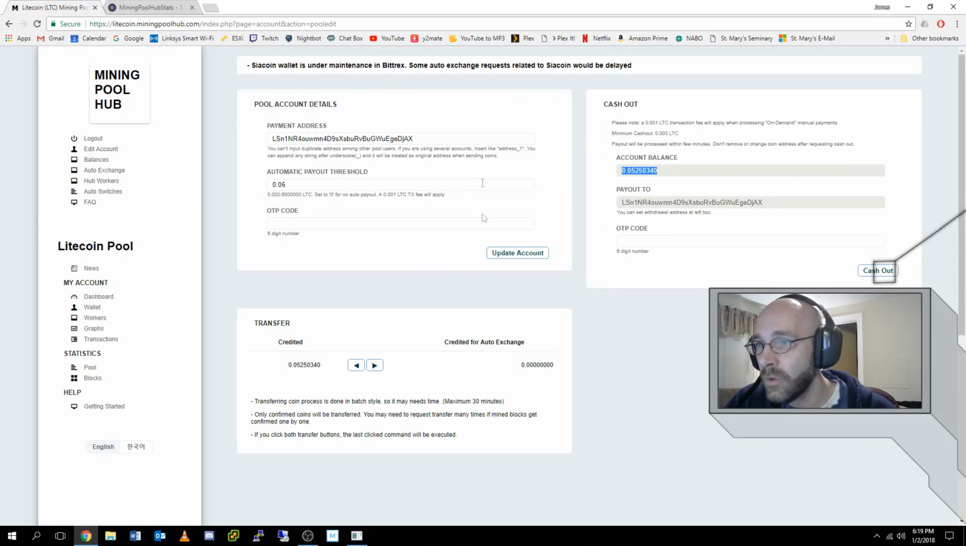Now, once you've set up this address, you're good to go. Start mining. All right, and after you start mining, then you're going to start collecting coins. So how do we figure out what coins we've been collecting? We go over here to the balances page.